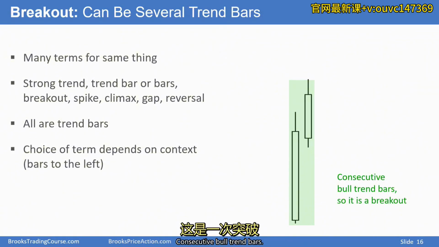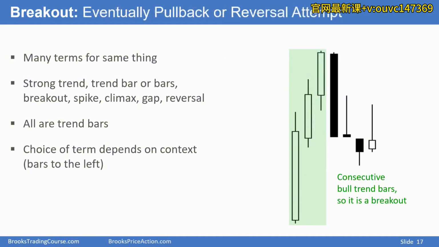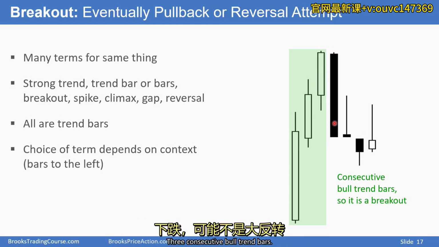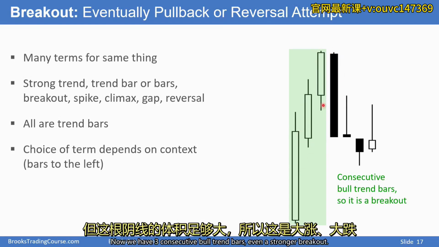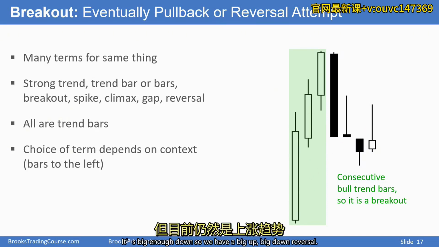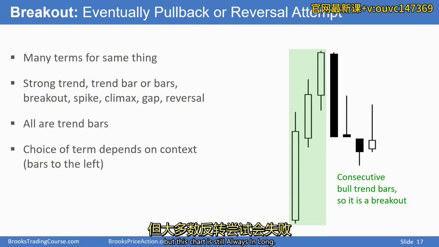Consecutive bull trend bars, it's a breakout. It's a stronger breakout because not only do we have higher price, we have more time. The market has been breaking out for a longer period of time. Now we have 3 consecutive bull trend bars, even a stronger breakout. The reversal down, probably minor. It's big enough down, so we have a big up, big down reversal. We probably have to go sideways for a few bars. But this chart is still always in long. Every breakout, no matter how strong, eventually tries to reverse, but most reversal attempts fail.